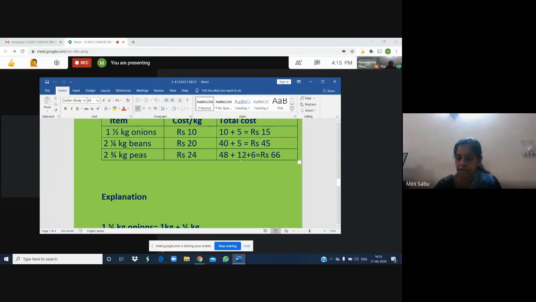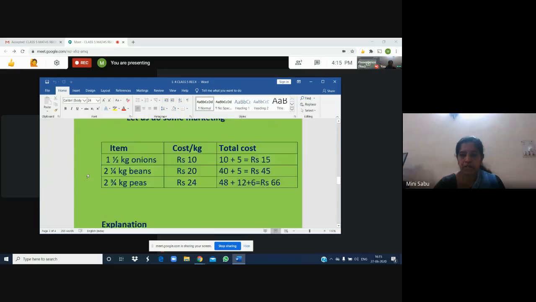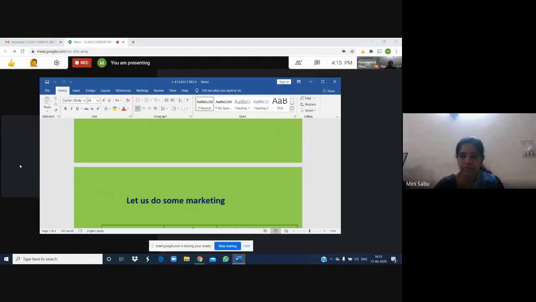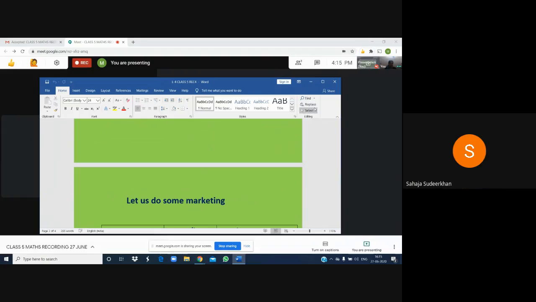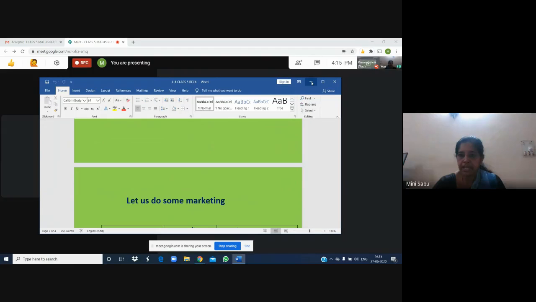That's why I wrote like this here: 48 plus 12 plus 6. This is the cost of 2 kilogram. This is the cost of half kilogram. This is the cost of 1/4 kilogram. When we add all these three together, you will get the cost for 2 3/4 kilogram. Did you understand, children? Yes or no? Yes, ma'am.